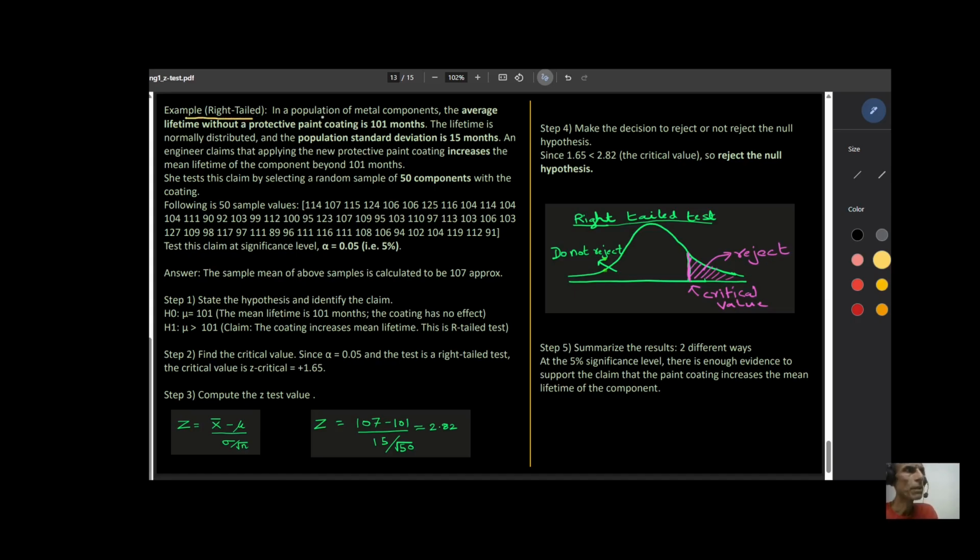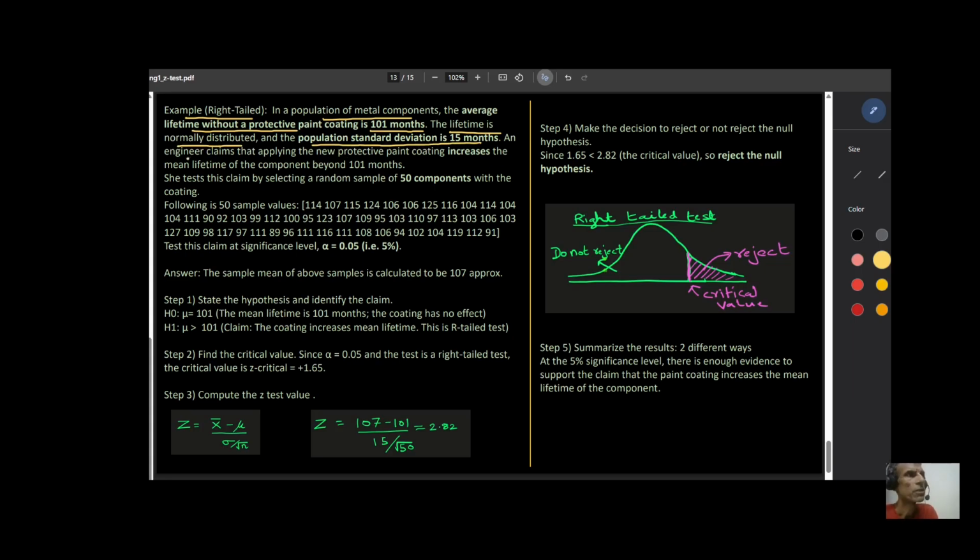So let's say in a population of metal components, the average lifetime without any protective paint coating, if you do not put any protective paint coating on a metal, is going to be 101 months. The lifetime is normally distributed. Let's say this is given to us, and also we know that the population standard deviation is 15 months. Again, this information is provided to us.